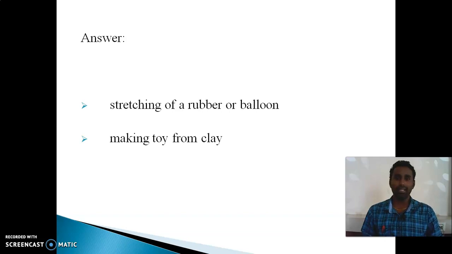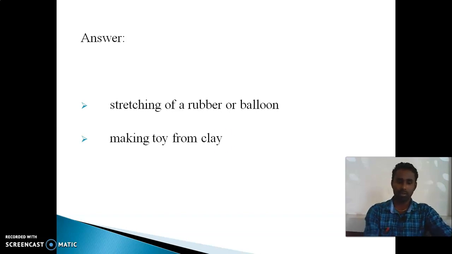Next one, making a toy from clay. If you take clay and apply some force, you pat it well and then make some desired shape. So when you apply force, there will be some change in shape. That is an example for this one. Sir, can we write only these 2? Yes, you can write any others also, but a change in shape must occur.